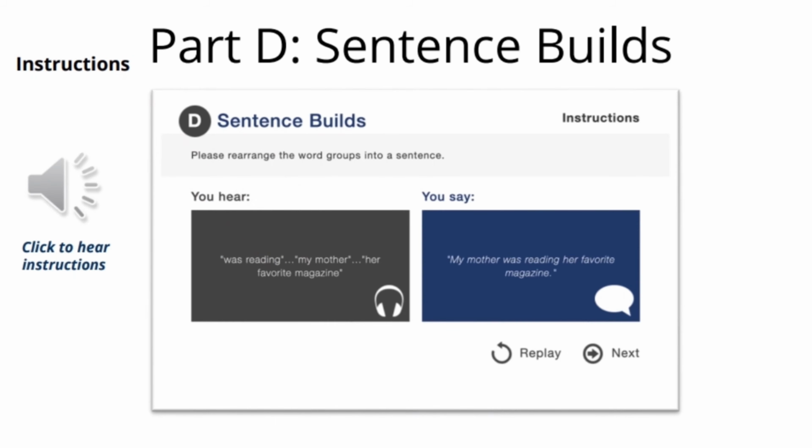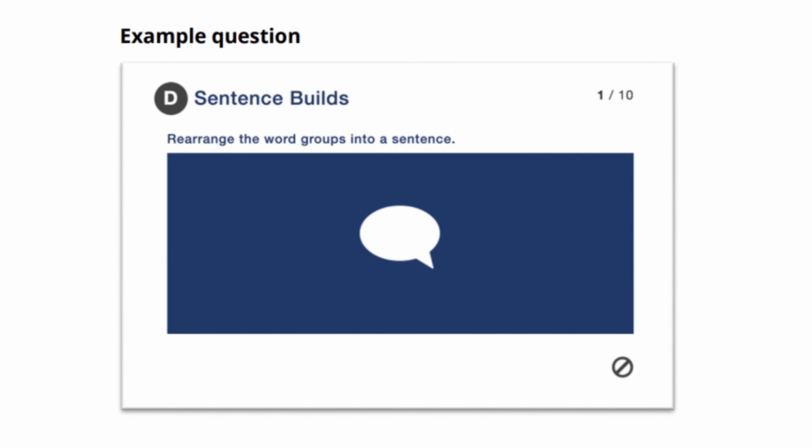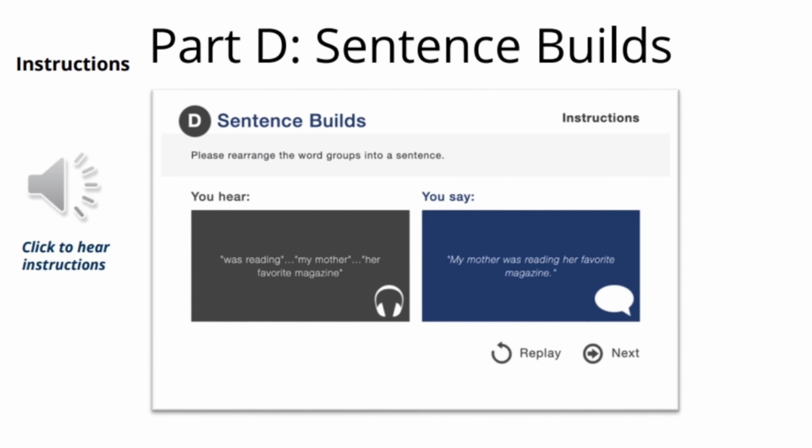Part D, Sentence Builds. In this section, you need to rearrange the word groups into a sentence. Means you will hear 3 short phrases. The phrases will be in a random order and we need to rearrange them into a sentence. Example, what will say was reading my mother, her favorite magazine. And our reply would be, my mother was reading her favorite magazine.